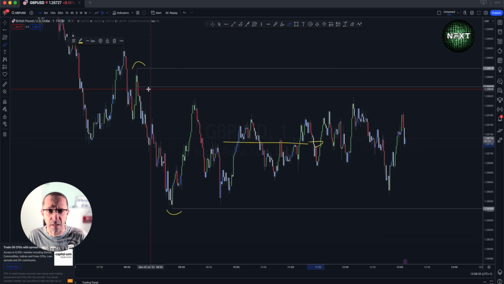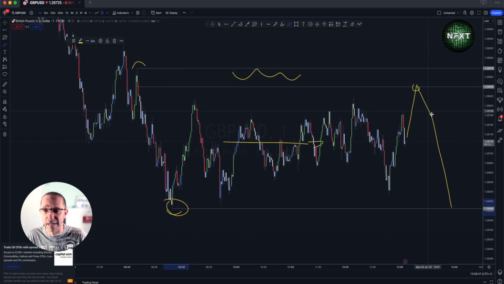We're very choppy. Now, I'm still looking for price to head up to this level in the market. And potentially this is an area of supply, which could determine another move down to remove this swing low. So that's a great area for me to watch for any sell trades at the moment. Let me just back that off.